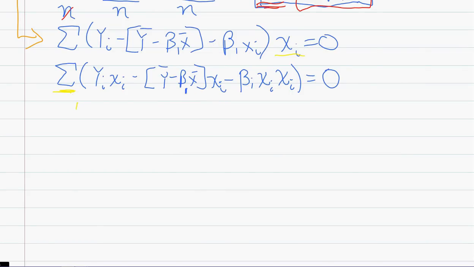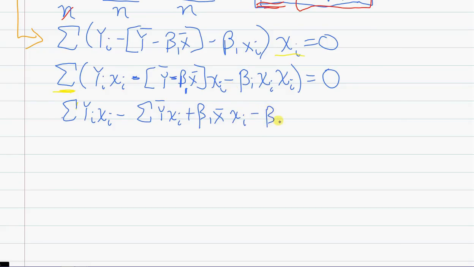So when we do that, we're going to end up with the sum of the yi xi, so that's just that first term, minus the sum of the, now I'm going to distribute this, y bar xi, and now this is minus a minus beta 1, so that's plus beta 1 x bar times xi, and then minus beta 1 xi times xi. Okay, and sorry, I should have distributed the summation sign there, so let me sneak it in between these. Okay, and minus the sum of the beta 1 xi xi's.